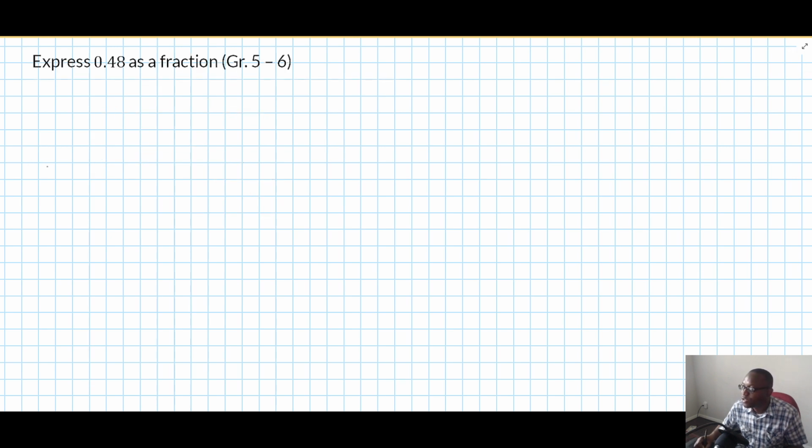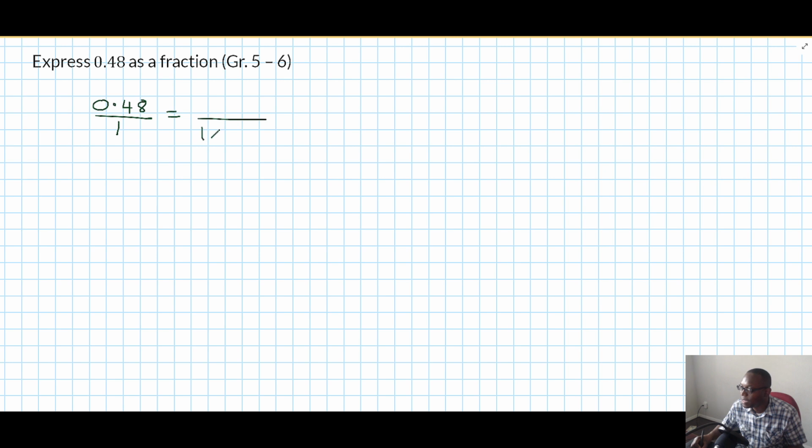So express 0.48 as a fraction. This is typically a question that you'll see from about grade 5 to 6. So the way I like to do this to make it easy for students to understand is I have 0.48. I'm going to write it as a fraction first, so it has a denominator of 1. Now the important thing here is that we have 2 numbers after the decimal. And so that means that we're going to multiply by 100.